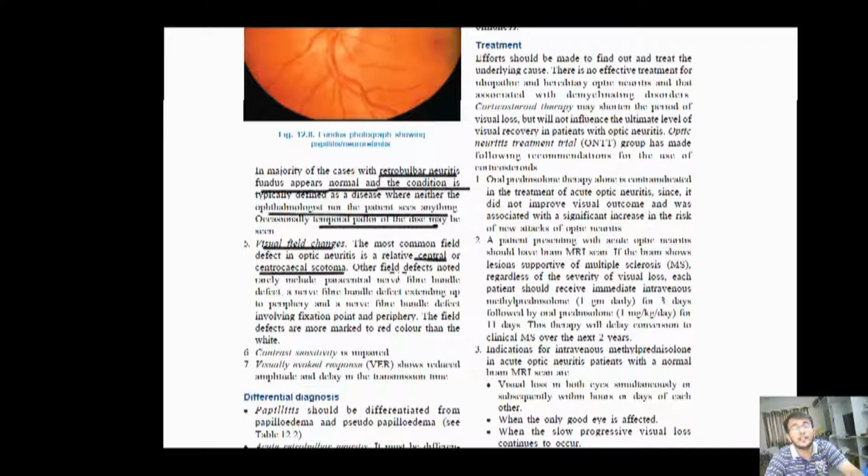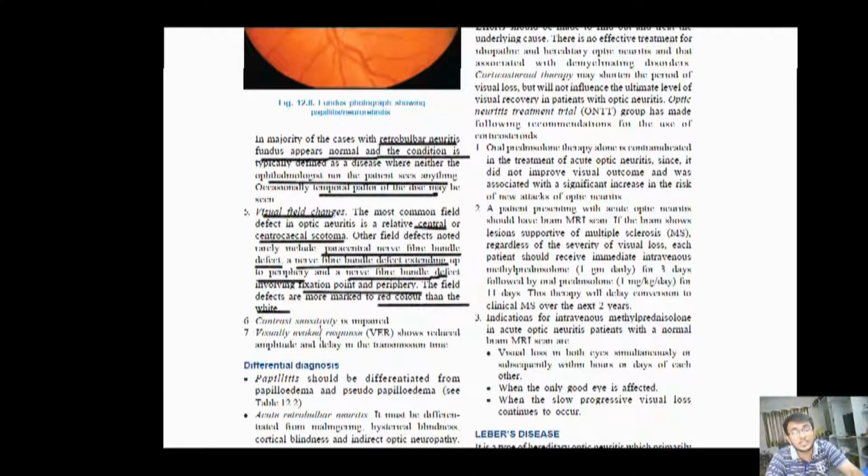Other field defects seen are very rare. They are paracentral nerve fiber bundle defect, then a nerve fiber bundle defect extending up to the periphery, and a nerve fiber bundle defect involving fixation point and periphery. So mainly there are nerve fiber bundle defects seen. The field defects are more marked to red color than the white color.